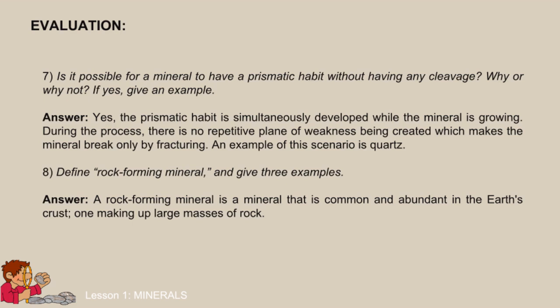Define rock-forming mineral, and give 3 examples. Answer: a rock-forming mineral is a mineral that is common and abundant in the Earth's crust, one making up large masses of rock.